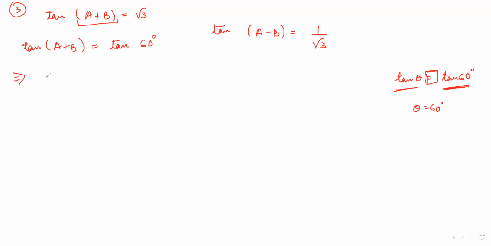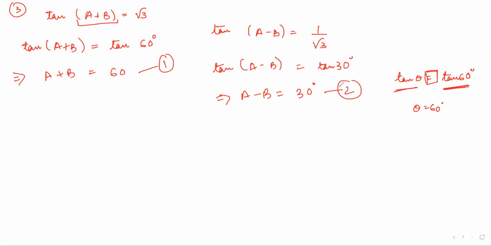So from here, it implies that A plus B is equal to 60. Correct? Okay. And this one I can write as tan of A minus B. Now 1 by root 3 is basically tan 30. So this step implies that A minus B is equal to 30. So this is your equation number 1 and equation number 2. Now solve them and find the value of A and B. Can you do that?